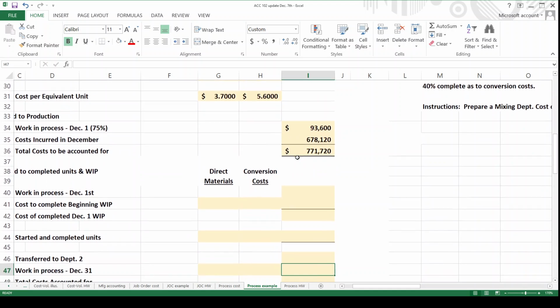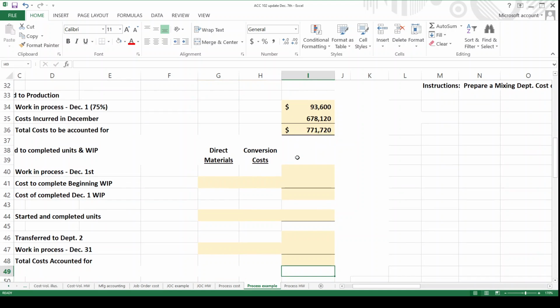All right, so where could it be? Well, it could be that some of the cost was applied to finishing off the beginning WIP. Some of the cost pertained to the beginning WIP. Some of the cost was for the started and completed, and some of the cost is for the ending WIP.